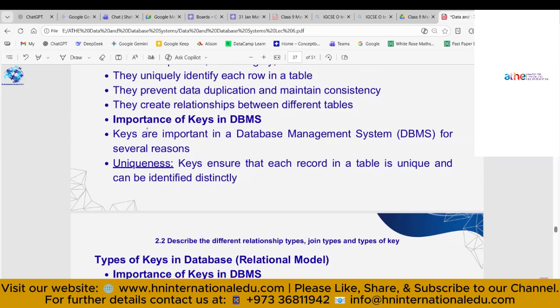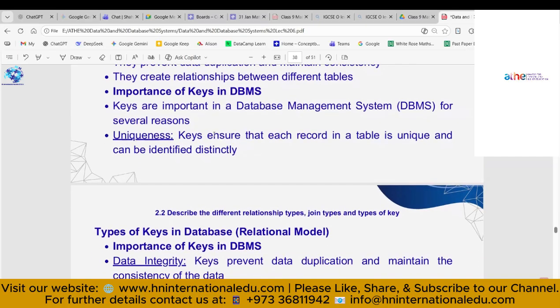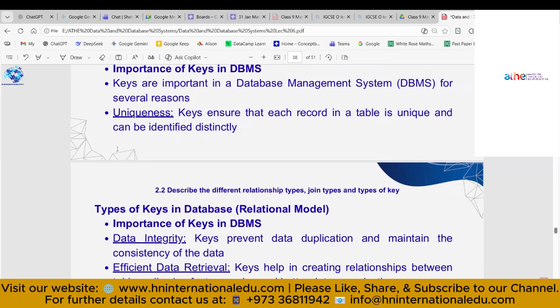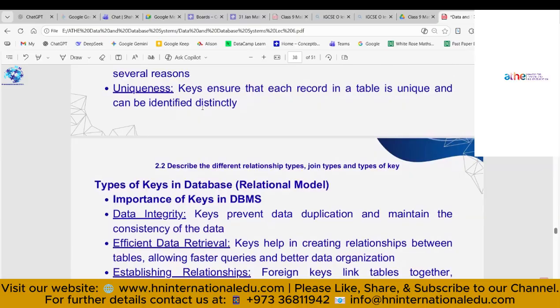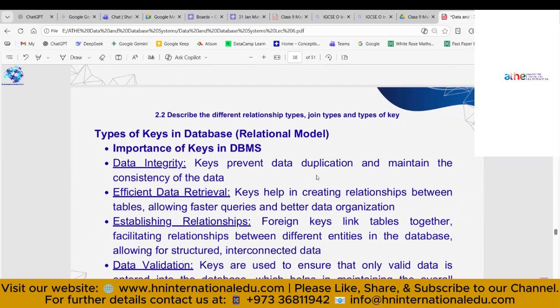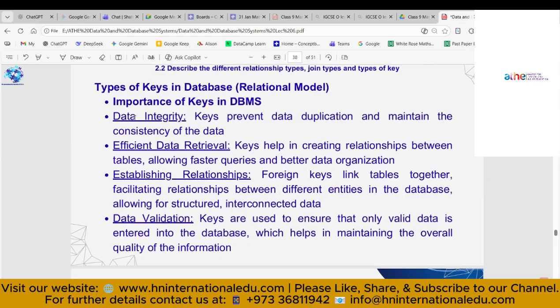So what is the importance of keys in a database management system? First is uniqueness, because they ensure that each record or row in a table is unique and can be identified distinctly. No two rows should have the same ID, because then we would be unable to identify the data. The next importance is data integrity. Keys prevent data duplication and maintain the consistency of the data, like how in the above types of relationships we saw foreign keys being used. Foreign keys sometimes prevent data duplication. That's why we use them.